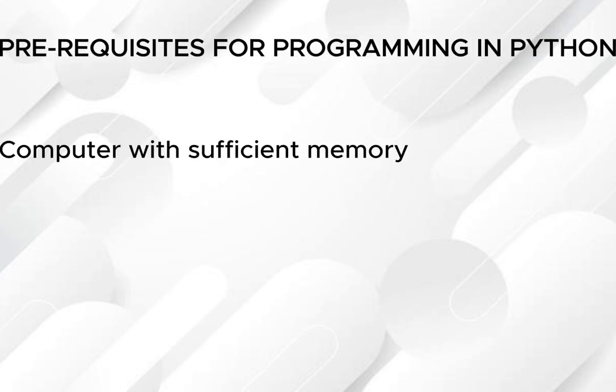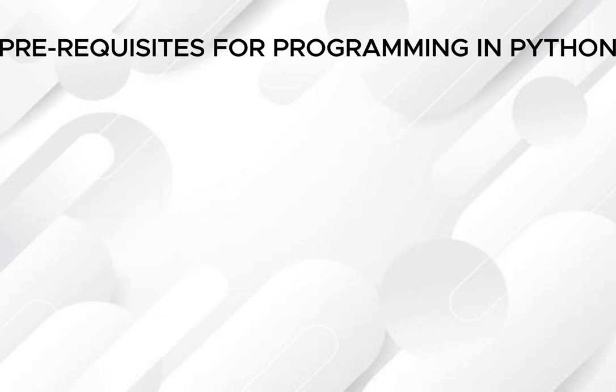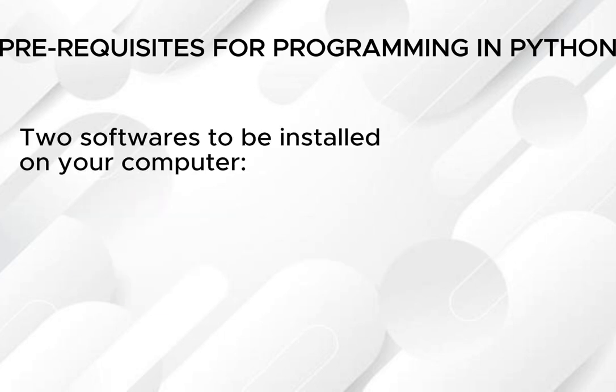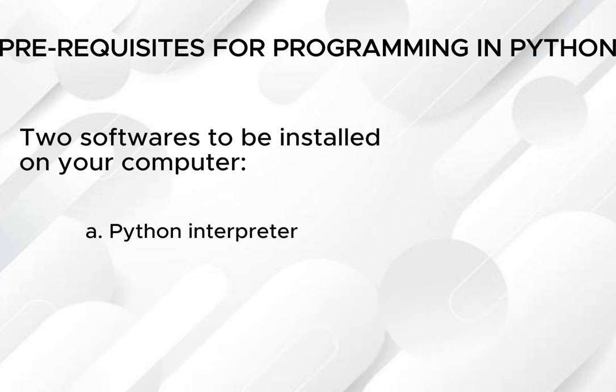Number one, you need a computer system with sufficient memory. Number two, when you have your computer system, you need two important softwares. Number one is a Python interpreter. This program is going to help you execute your Python programs. You can download it from the python.org website. When you've installed it, the second thing you need is a code editor.